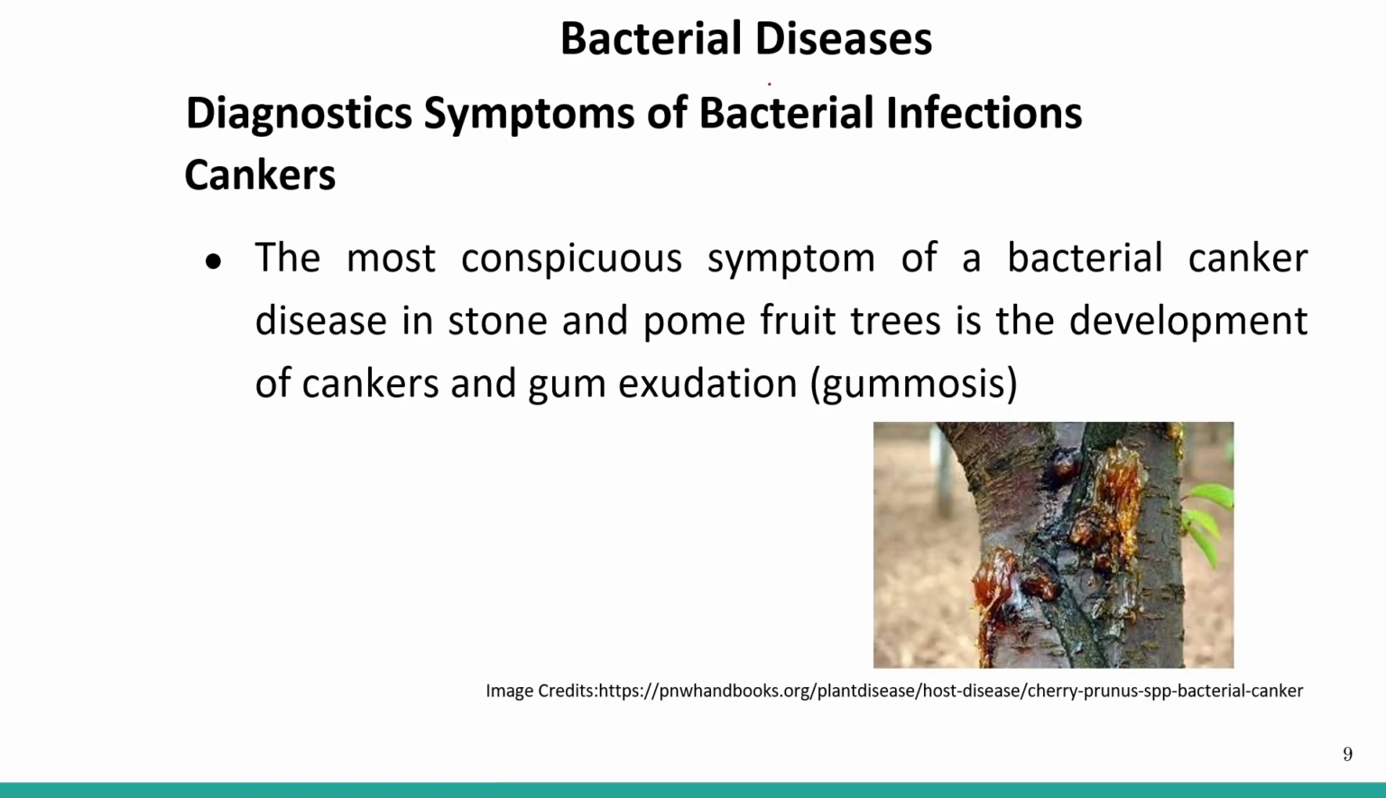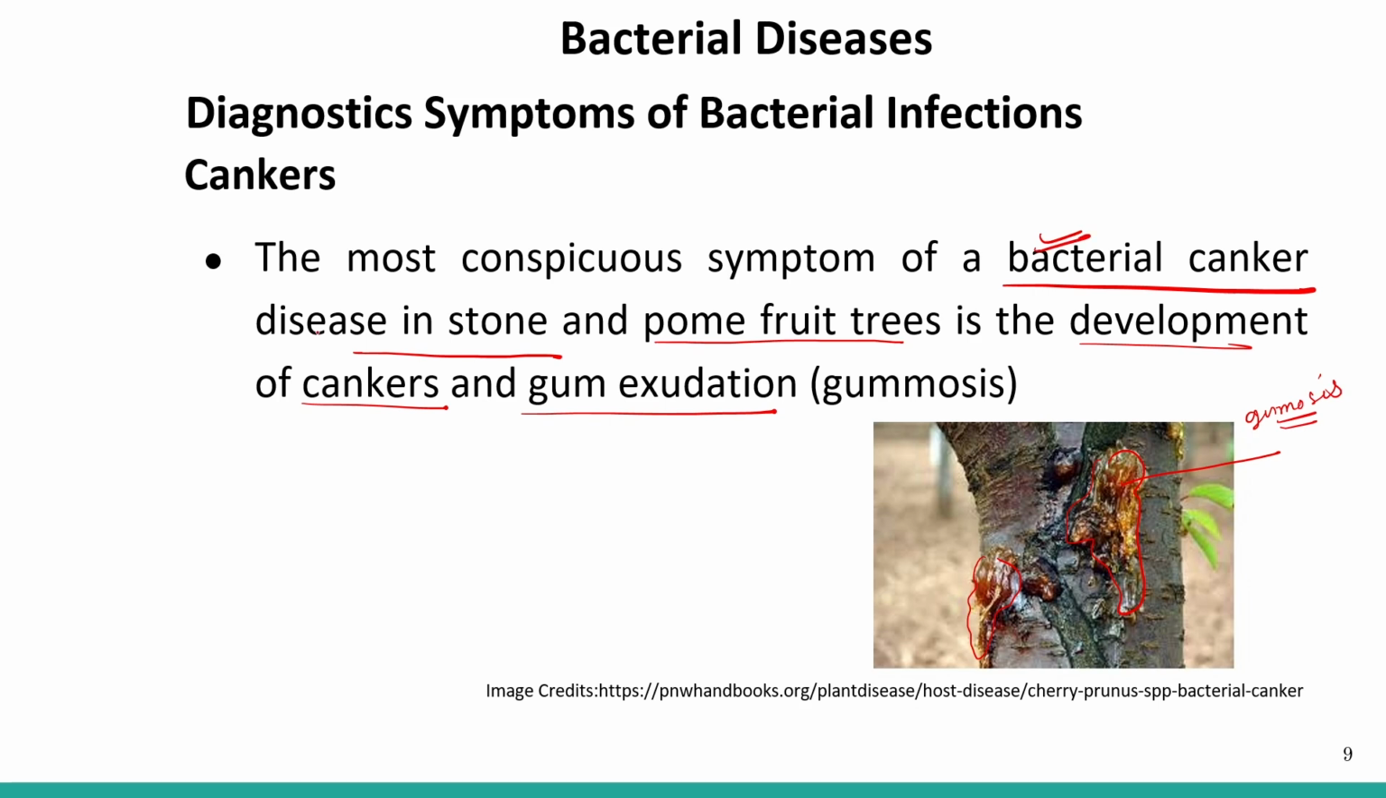The most conspicuous symptoms of the bacterial canker disease in stone and palm fruit are the development of the canker and gum exudation. Here you can see the gum is coming out. That is called gummosis. So this is the bacterial canker disease that occurs in stone and palm fruit trees.